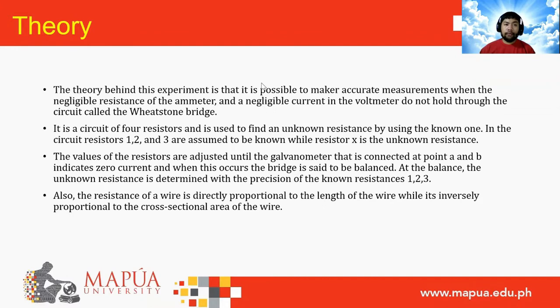We are in the theory part of the experiment. The theory behind this experiment is that it is possible to make accurate measurements when the negligible resistance of the ammeter and the negligible current in the voltmeter do not hold through the circuit called the Wheatstone bridge. It is a circuit of four resistors and is used to find an unknown resistance by using the known ones. In the circuit, resistors 1, 2, and 3 are assumed to be known, while resistor X is the unknown resistance. The values of the resistors are adjusted until the galvanometer that is connected at points A and B indicates zero current, and when this occurs, the bridge is said to be balanced. At the balance, the unknown resistance is determined with the precision of the known resistances 1, 2, 3.